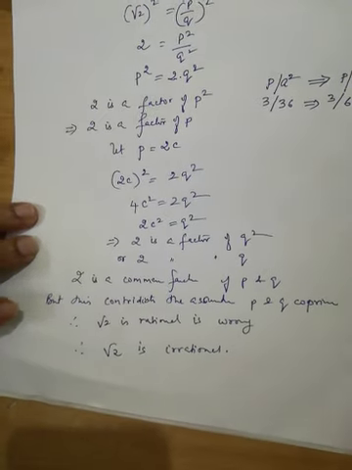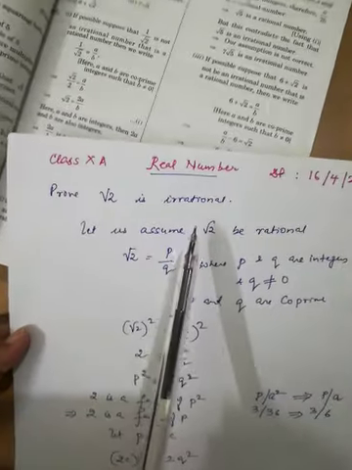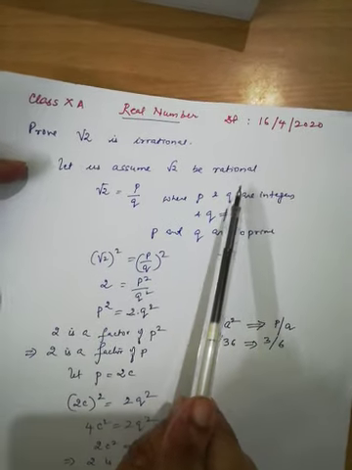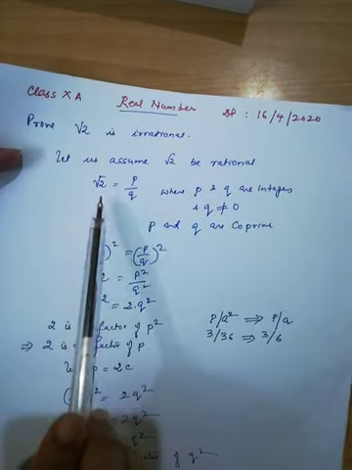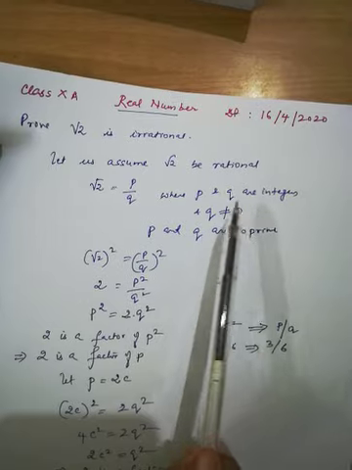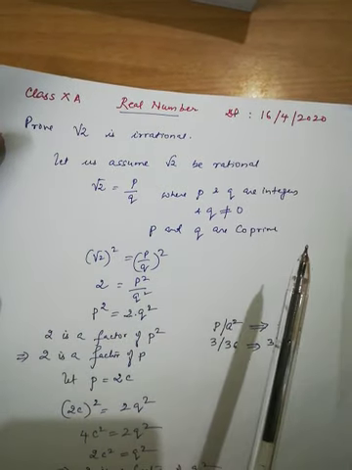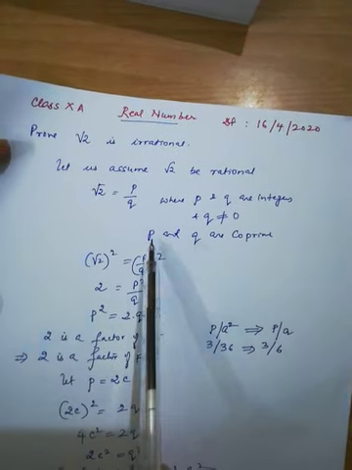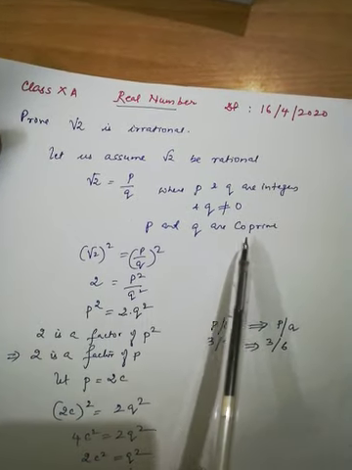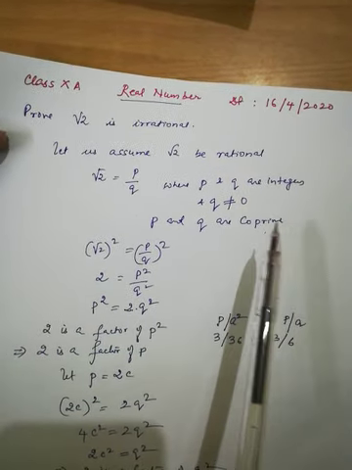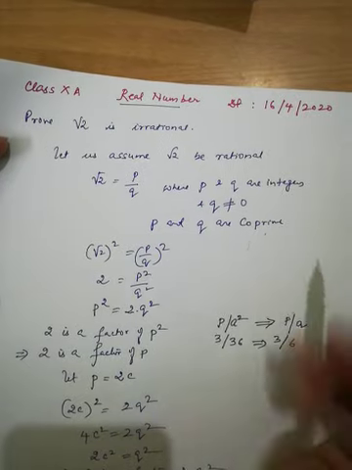I repeat. See, we have to prove that root 2 is irrational. Let us assume that root 2 is rational. If root 2 is rational, it can be written in the form P by Q, where P and Q are integers and Q not equal to 0, and we are taking P and Q in the lowest terms, that means they are co-prime. They do not have any common factor. Okay, this is important.